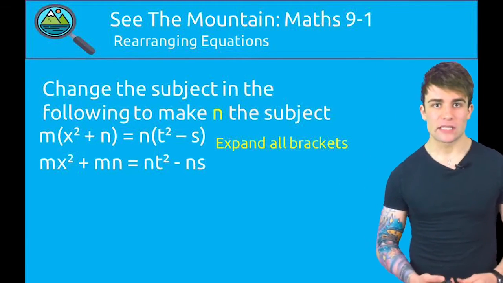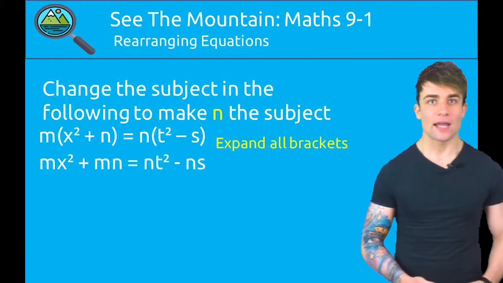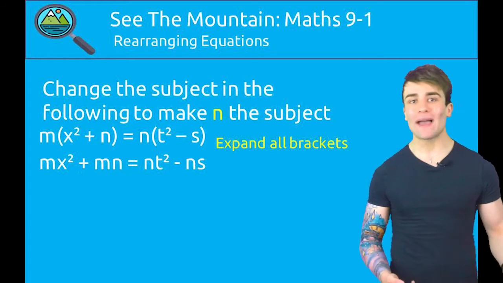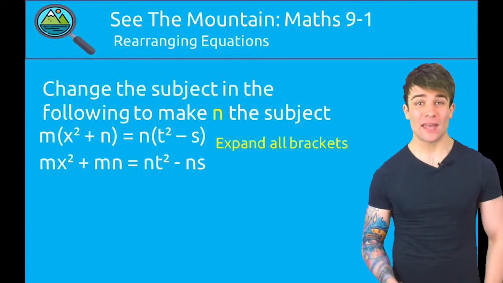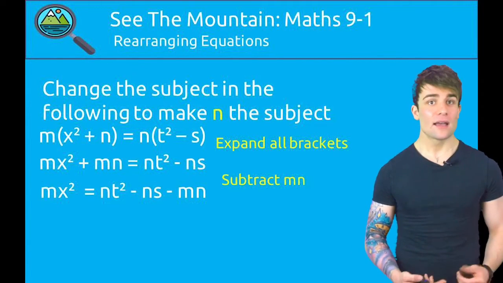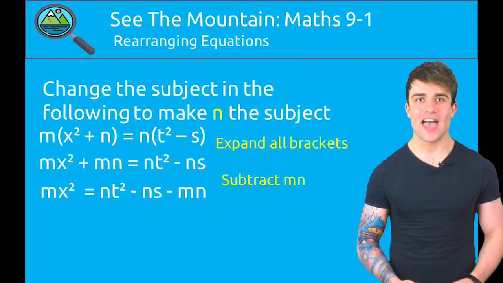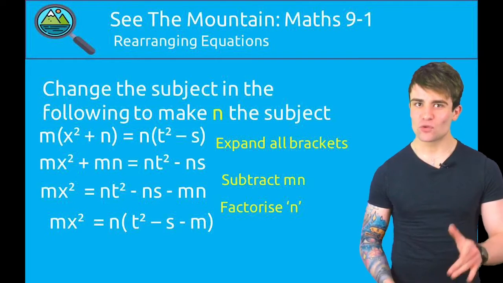All right, so expanding the brackets gives us mx squared plus mn equals nt squared minus ns. Now I need to make sure all my n's are on the exact same side, so what I'm going to do here, I'm just going to minus mn, giving me mx squared equals nt squared minus ns minus mn. Now, here's what we're going to do next. A bit tricky, but stay with us.